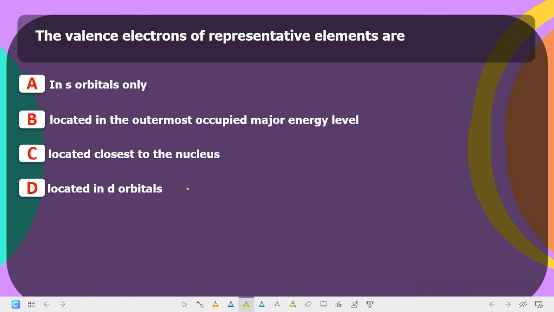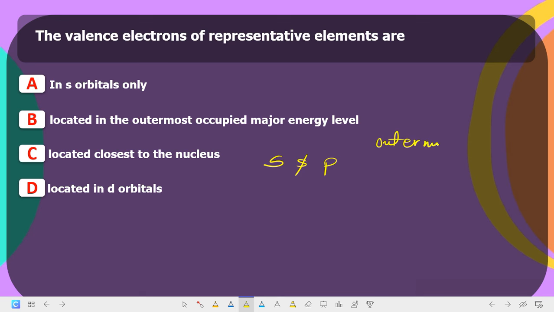Now, the valence electrons of representative elements are... Representative elements are elements that have their valence electron either in an s or p orbital. They have incompletely filled s or p orbitals. Okay. Now, the valence electrons are the electrons in the outermost shell.